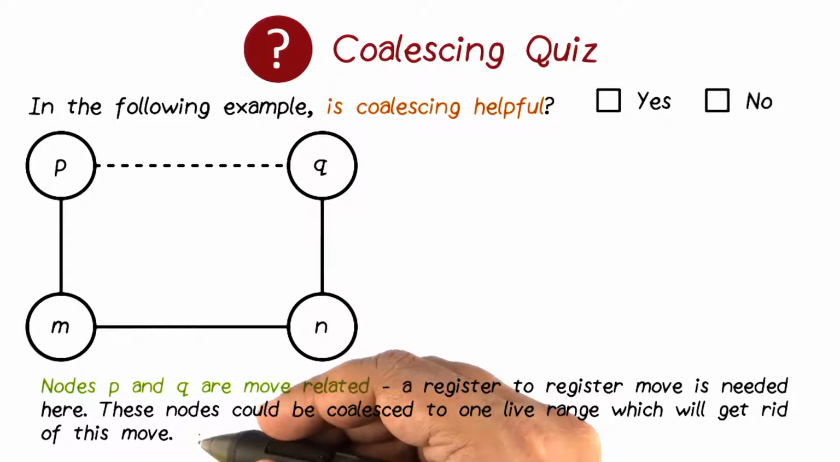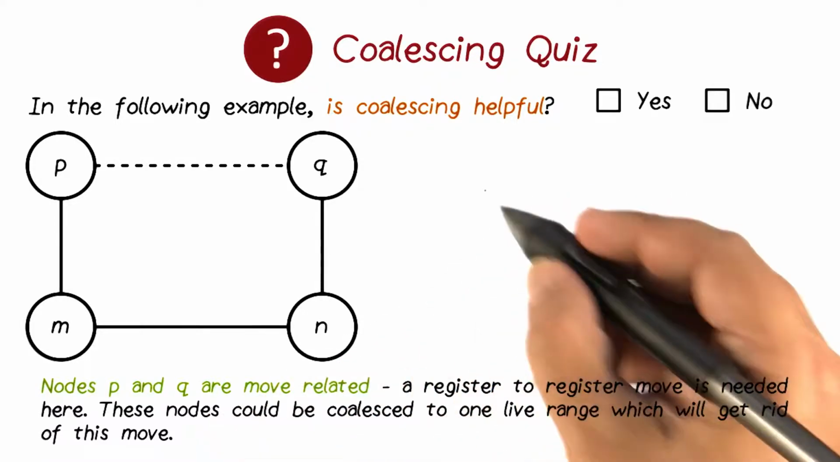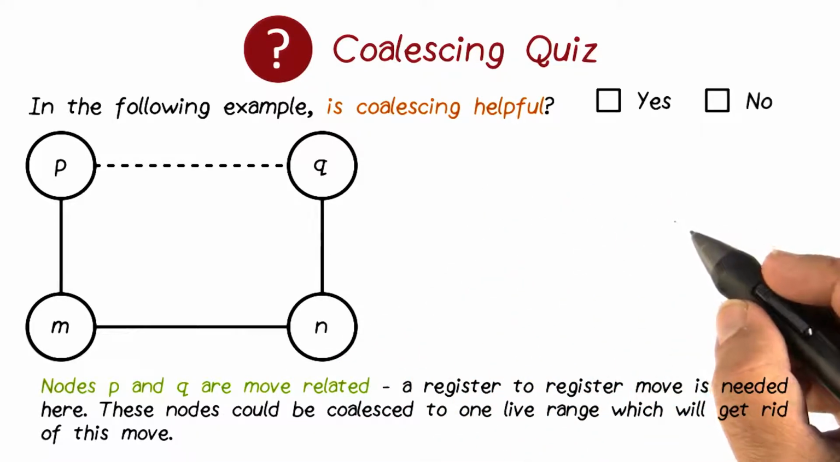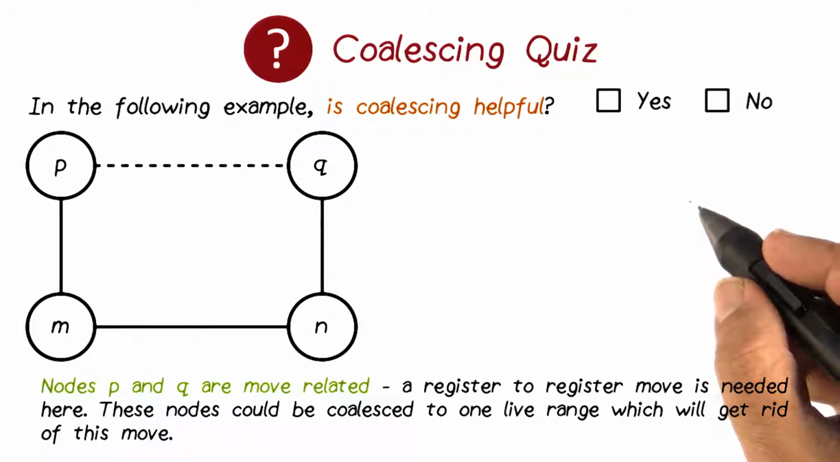And then the question is, should we go ahead and do the coalescing? Is it going to be profitable or is it not going to be profitable? It will save a move, that is the profit side of it, but if we do the coalescing, something else might happen, which may not be a good idea. So the question is, is coalescing helpful here? Please mark your answers as yes or no. Go ahead and mark your answers now.